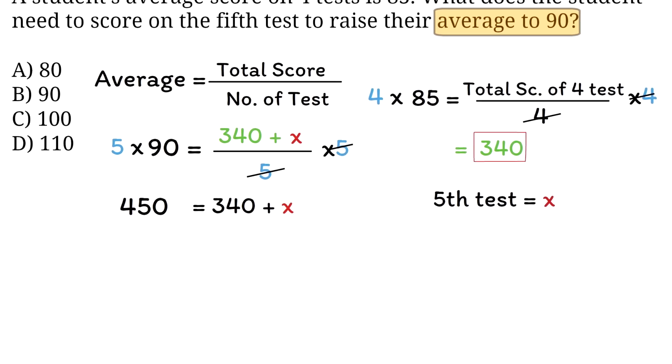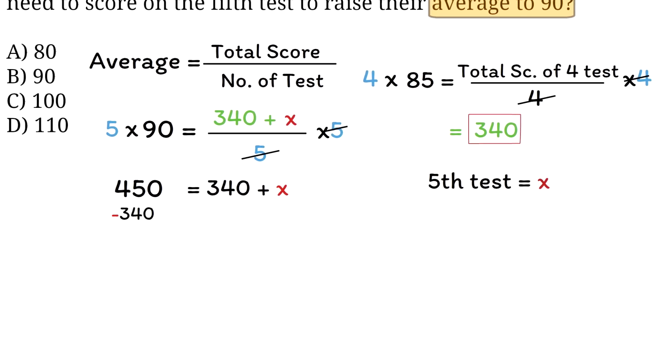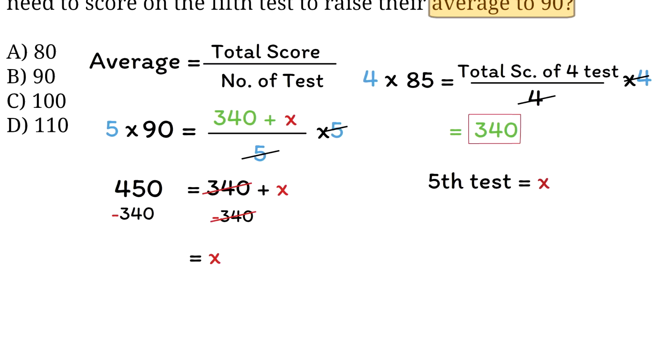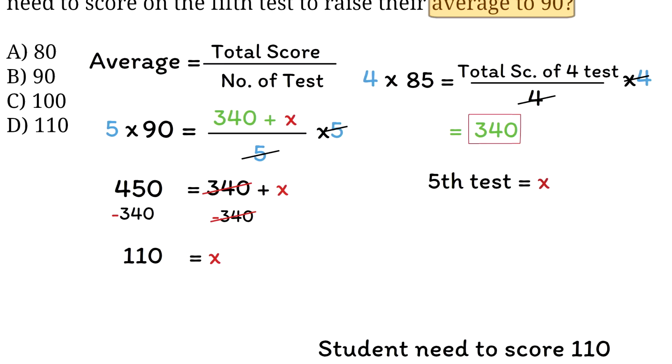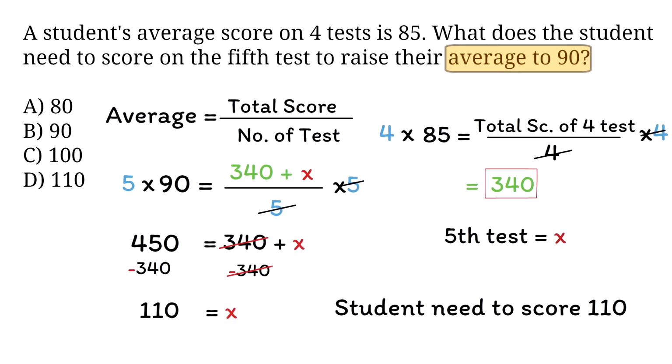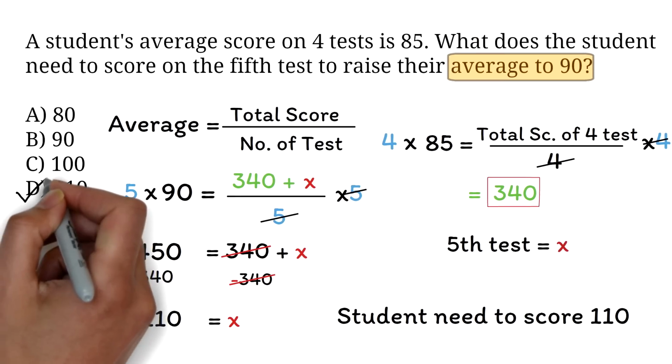To find x, we need to subtract 340 from both sides. When we subtract 340 from 340 plus x, negative 340 will cancel 340, leaving x. Again, when we subtract 340 from 450, we will get 110. Therefore, the student needs to score 110 in the 5th test to raise the average to 90. So the correct answer is D.